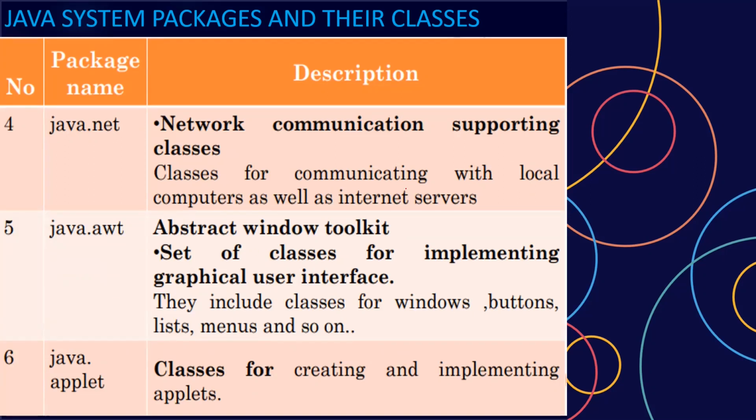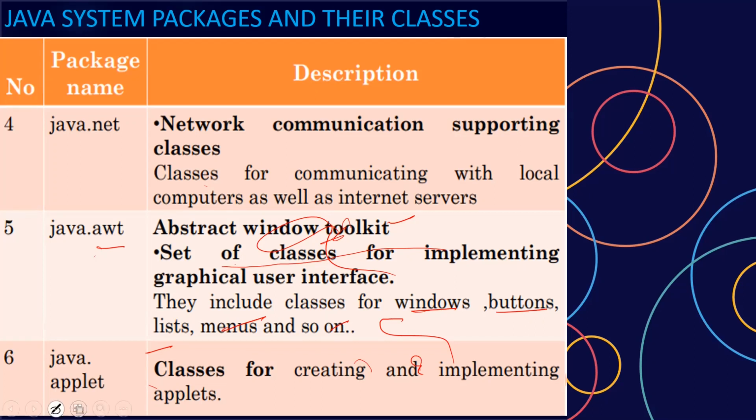Next one is Java AWT. The name itself suggests abstract window toolkit. So the set of classes for implementing graphical user interface. So this is abstract window toolkit. Now you can see they include classes for windows, buttons, list, menus, and so on. That we'll see when we start with our AWT.